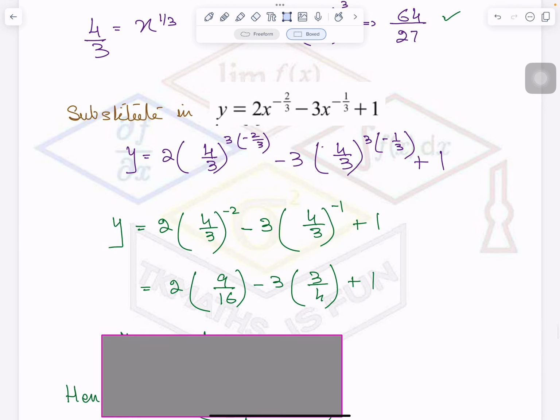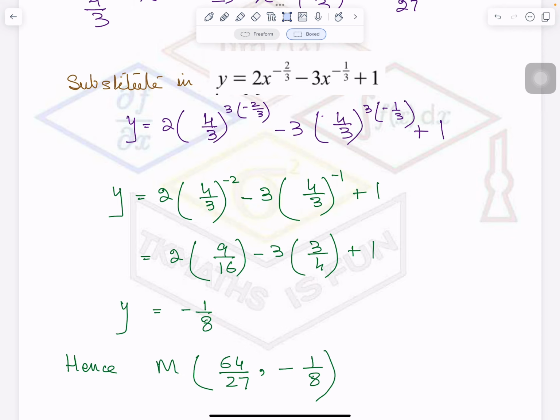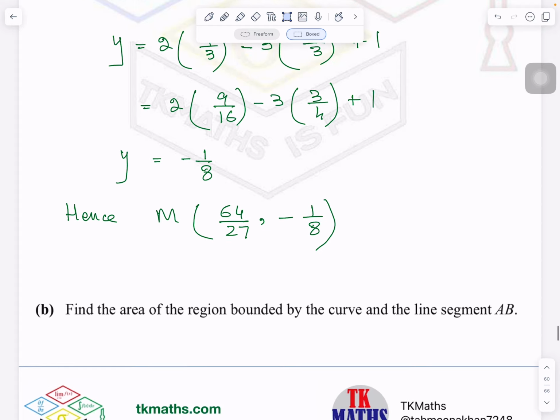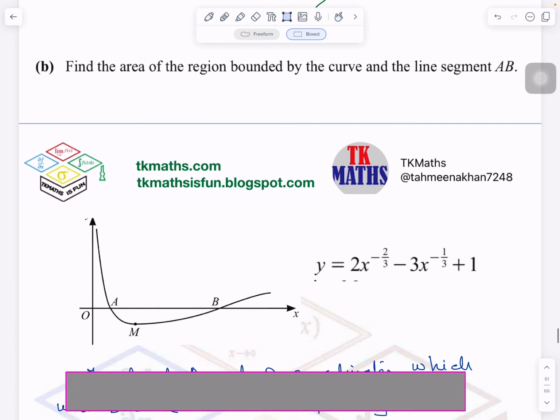This you can do in one go in the calculator. I have done extra just to show. So I got the coordinates 64 over 27 and minus 1 over 8. So this is the first part of the question. The second part of the question is saying find the region bounded by the curve and the line segment.